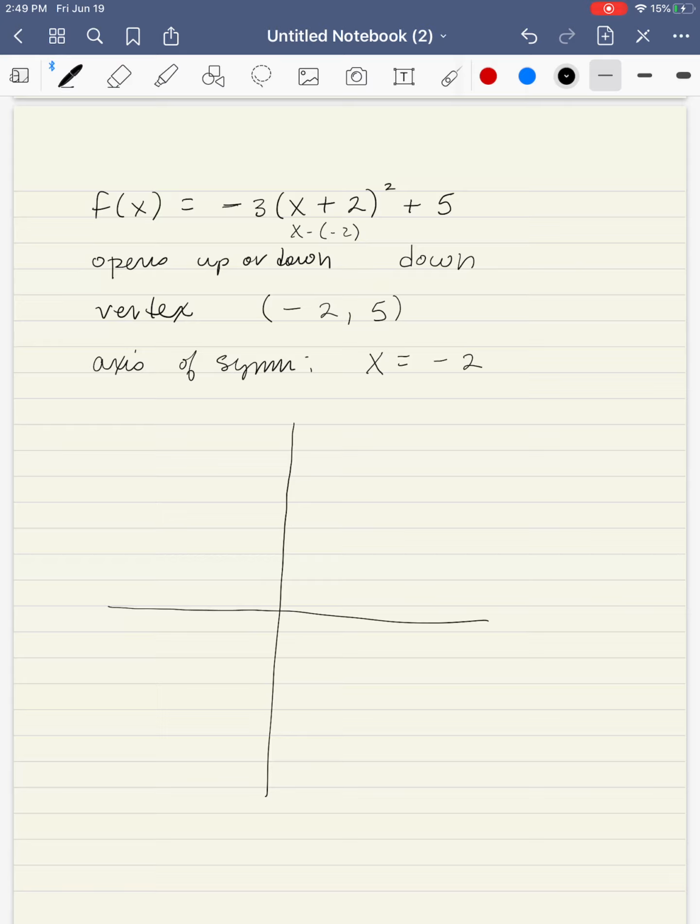Go ahead, plot the vertex, and then just draw the parabola. Don't worry about plotting a bunch of points. Just plot the vertex and then open it the correct way and go ahead and sketch your axis of symmetry.